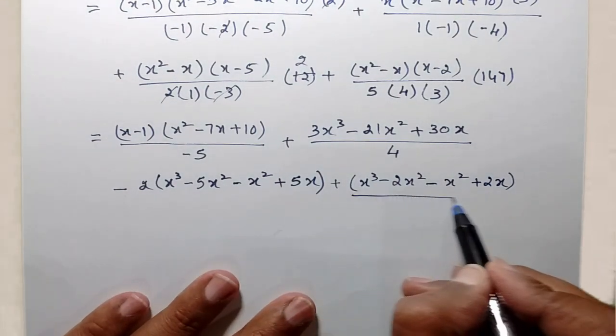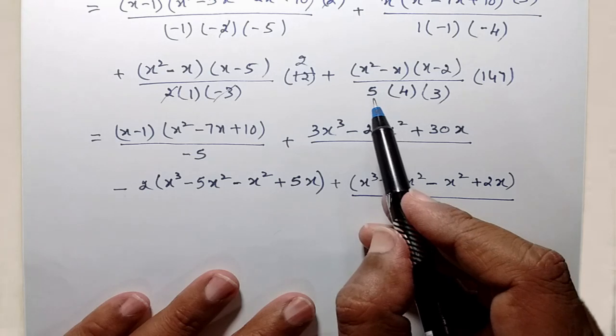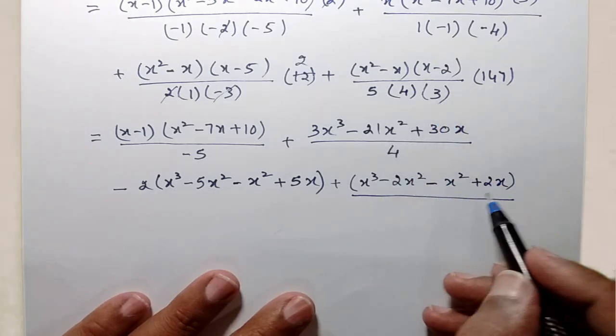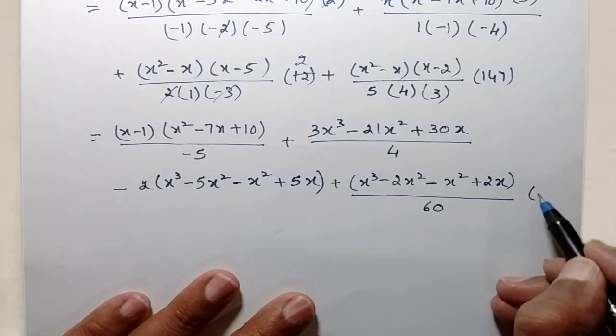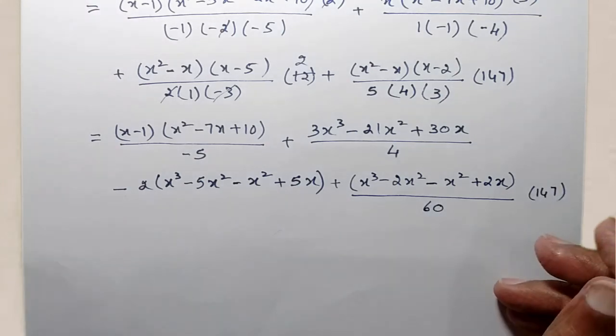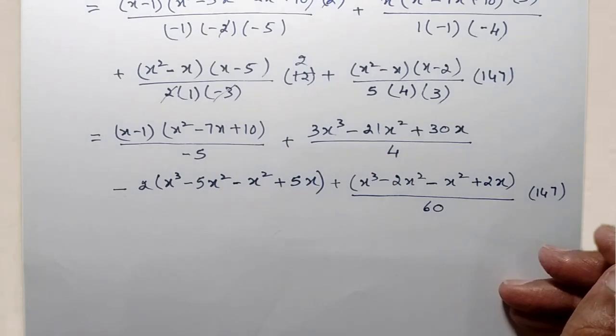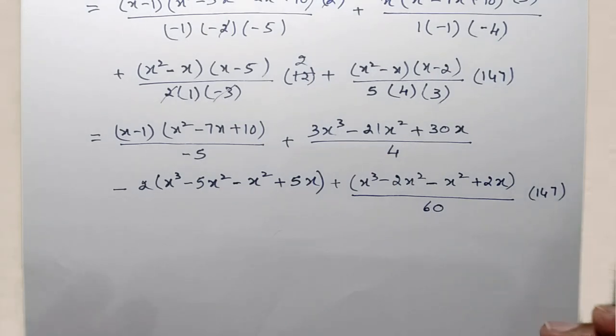Whole divided by the denominator you are having 5 times of 4 is 20. 20 times of 3 will be 60. So we will be getting 147 divided by 60 over there. So let us try to simplify that expression in this case.